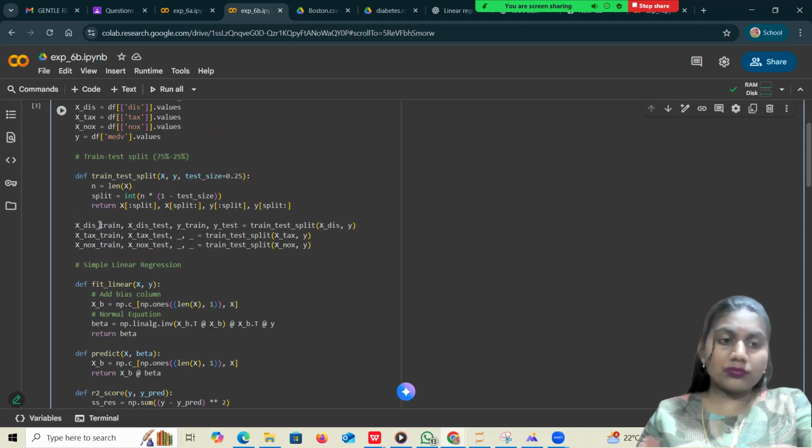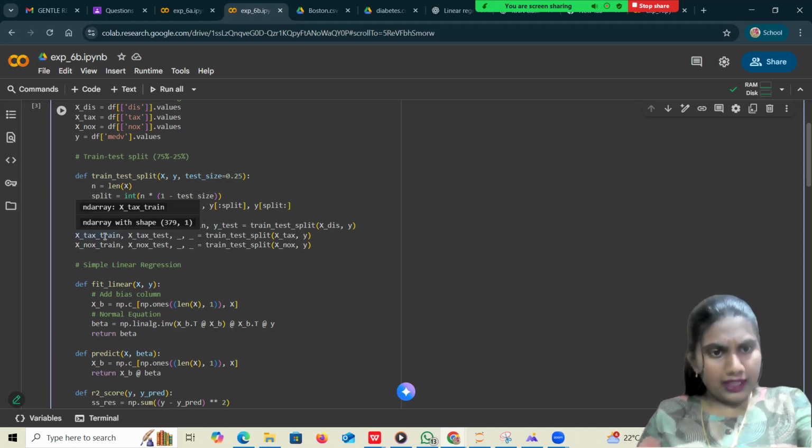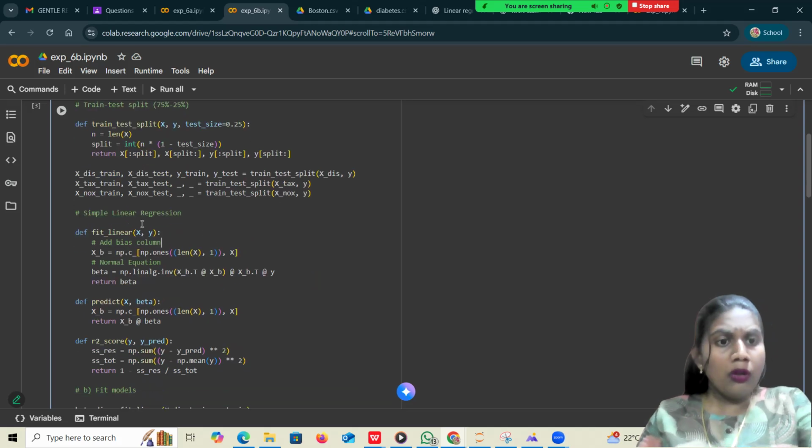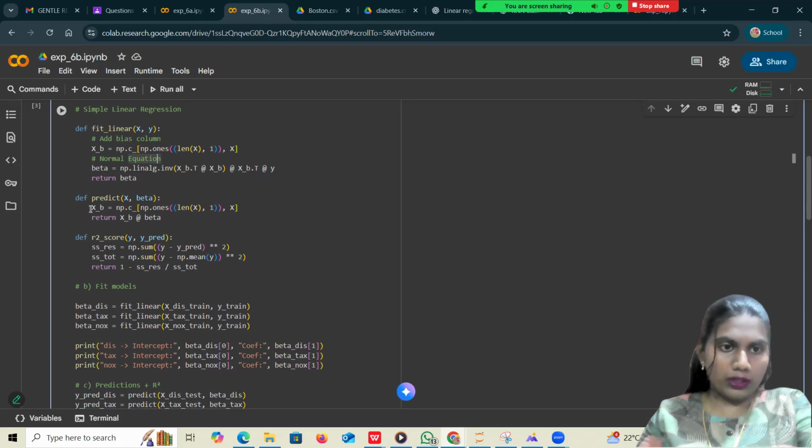Then we want x train, x test, and y train and y test. We are splitting the values for distance, for tax also, and for NOx also. For simple linear regression, we have created three functions. One is fit linear. Another is predict, so we are giving the predict function. And the third is the R square value.